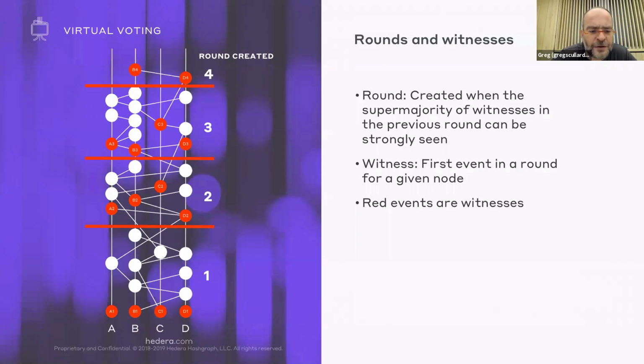A, B, C, D is obviously the column, and 1 is the round. So A1 to D1 and A2, B2, etc. And it's perfectly possible for a round not to contain a witness for a given node, and that would be perfectly okay. The algorithm caters for it. So these are witnesses. They're the first event in a given round.